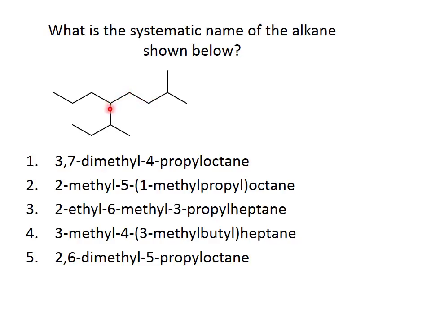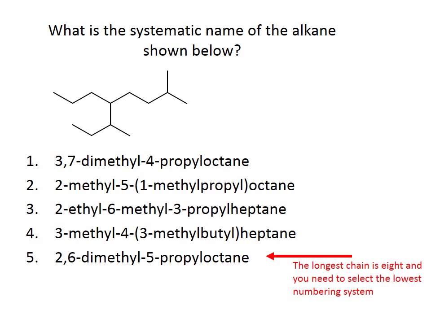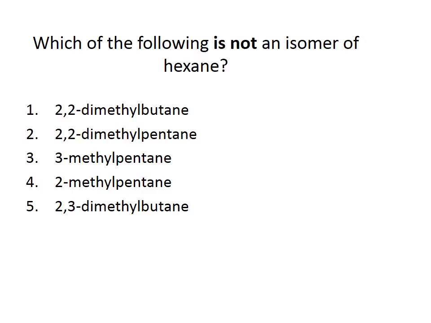Make sure when you're counting that you do not count any of these chain carbons on your substituents. So this does not get counted with this. So this is only 3 carbons, not 4. This is only 1 carbon, not 2. This is only 1 carbon, not 2. So 2,6-dimethyl-5-propyloctane is the correct name.